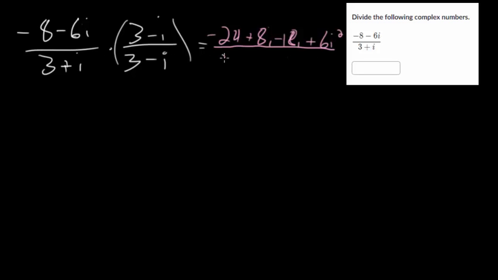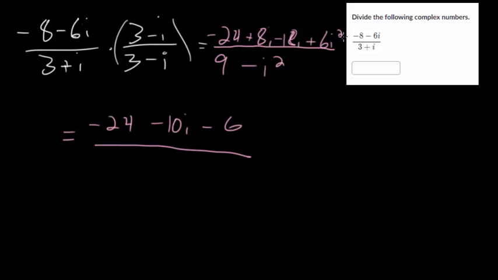And in the bottom, 3 times 3 is 9. And then you get 3i minus 3i, or really minus 3i plus 3i. So the middle terms cancel. And then you get plus i times minus i, so that's minus i squared. Now rewriting this and substituting in i squared as negative 1. So you get minus 24. This becomes a minus 10i. This becomes a minus 6, because positive 6 times negative 1 is negative 6. And in the bottom, i squared is negative 1, so we're subtracting negative 1, so it's the same as adding.